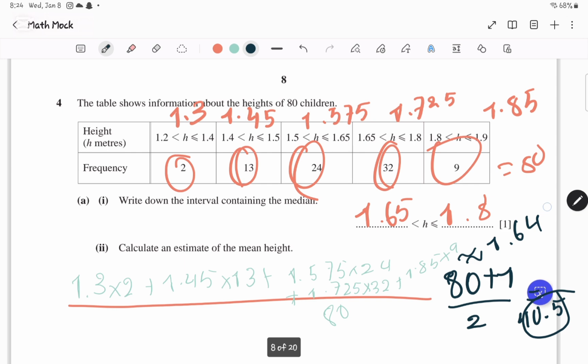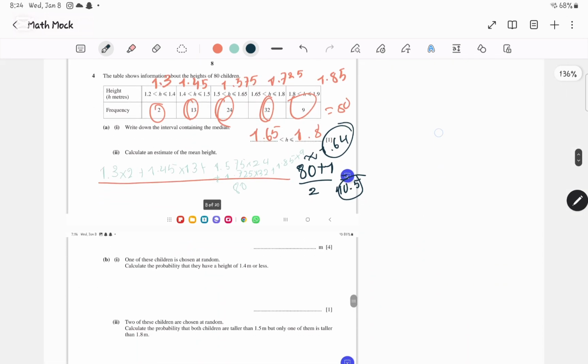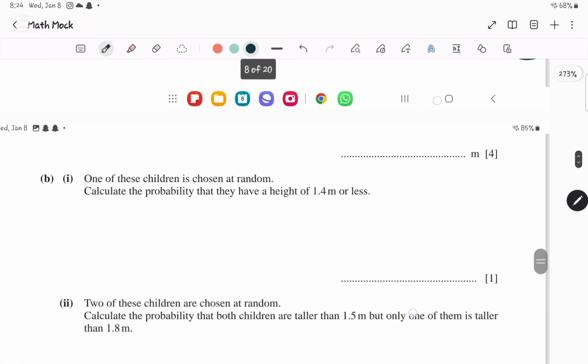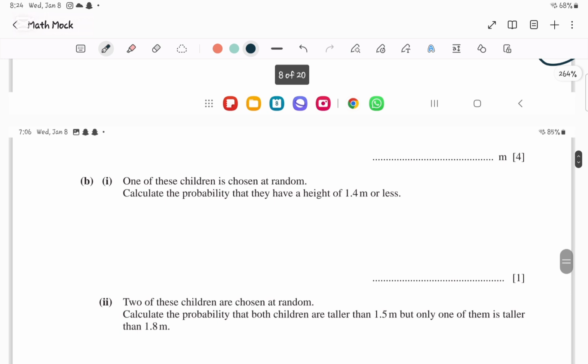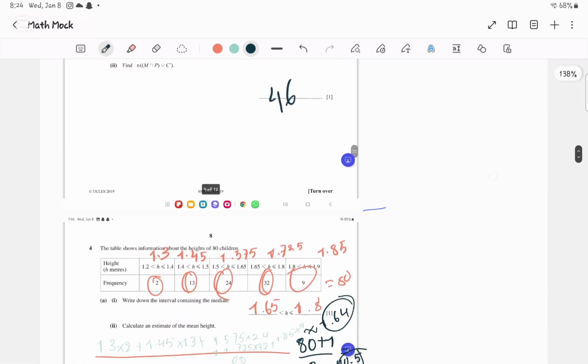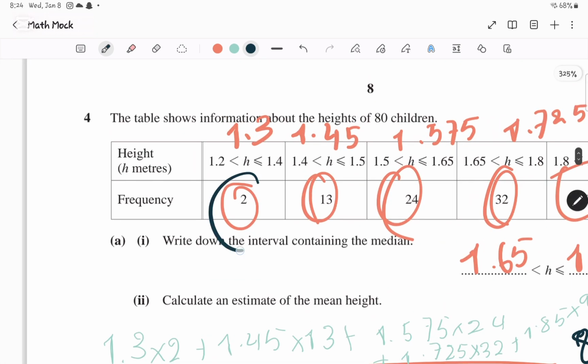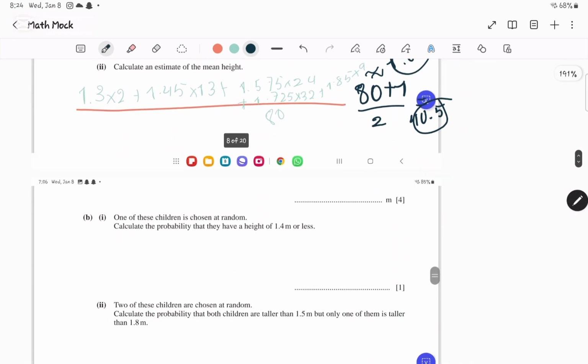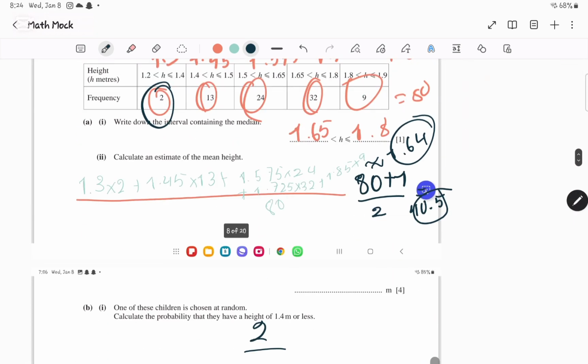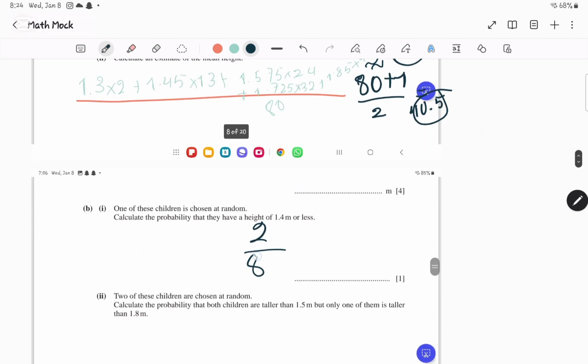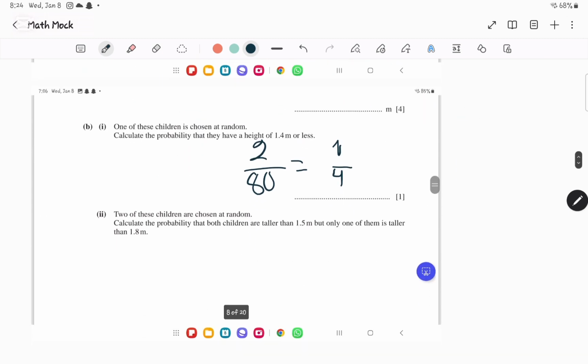You can write that, or you can write 1.64. That's part A, done. Let's move on to part B. One of these children is chosen at random. Calculate the probability they have a height of 1.4 meters or less. So 1.4 meter starts over here. It is 2. So 1.4 meter or less is frequency of 2 divided by the total frequency, which is 80, which gives you 1/4.